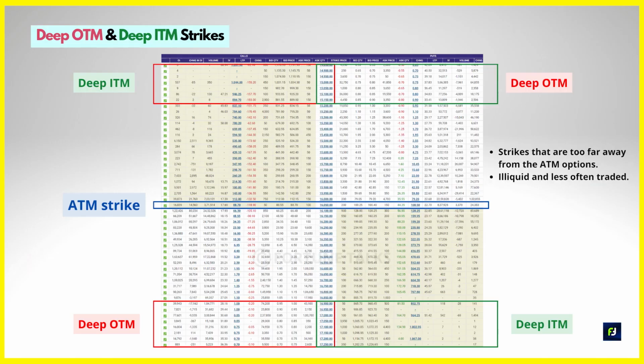Now, what are deep ITM and deep OTM strikes? The strikes which are too far away from ATM options are called deep ITM and deep OTM strikes. Most often these strikes are illiquid and are less often traded.